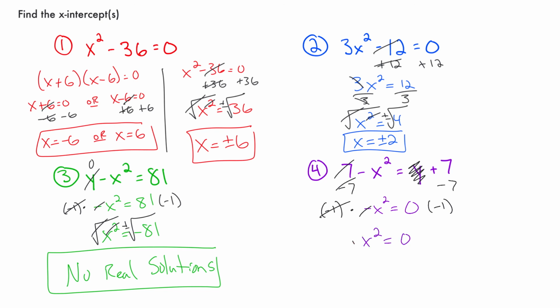Square root both sides. Put a plus or minus. The square root of 0 is 0. Plus or minus 0 is still 0. So x equals 0. This is the one and only case where you're going to have a quadratic solving using the square root algebraic method where you're only going to get one number. It's when the solution is 0.